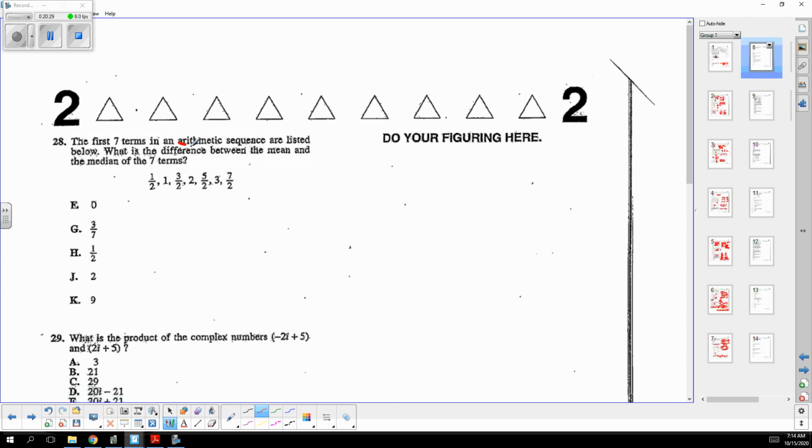This is an arithmetic sequence. We saw one of those in test 3. Notice they're adding a half each time, but that's not what they're asking. The mean and the median are the same. If you add up those 7 numbers and divide by 7, you will get 2. And the median is clearly 2 because the 7 numbers are in order. 2 has 3 higher and 3 lower. So there is no difference in the 2.